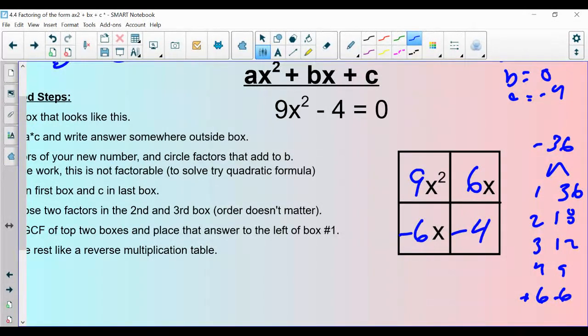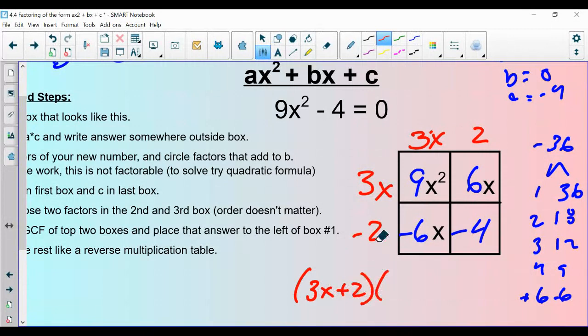So then we do the same thing. The greatest common factor of 9x squared and 6x would be 3x. And 3x times what is 9x squared? That would also be 3x. Carrying on, this one times whatever goes here needs to be 6x, and that would be 2. And 3x times whatever goes here needs to be negative 6x, and that would be negative 2. So this in parentheses, and this one in parentheses.